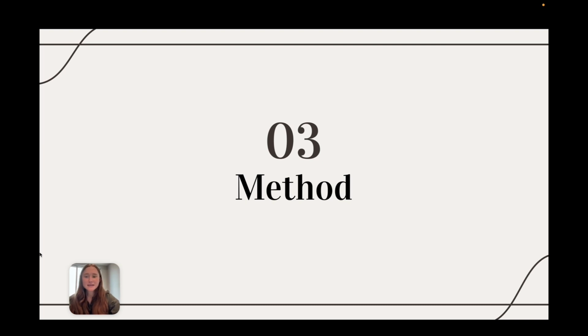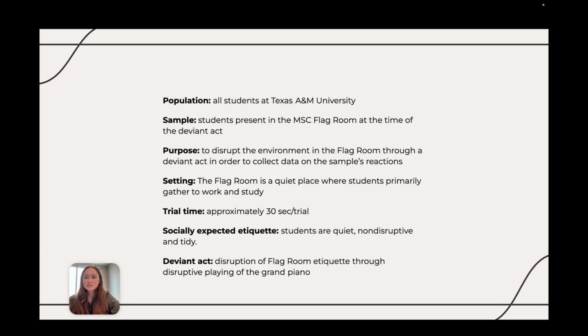Okay, so now we're going to get into our actual experiment. So the population for this experiment is all students at the university, but the sample is going to be those students who were present in the flag room at the time of our deviant acts. And then we took many different trials of this, so the sample is going to vary from trial to trial.